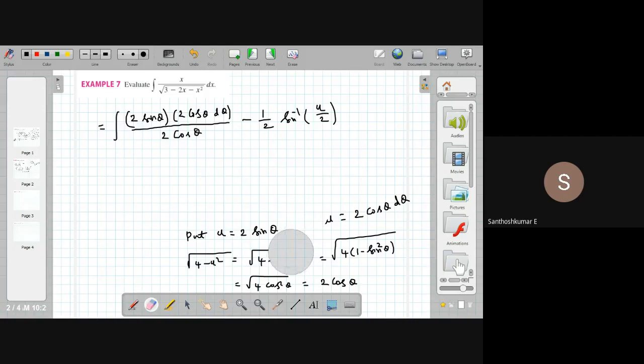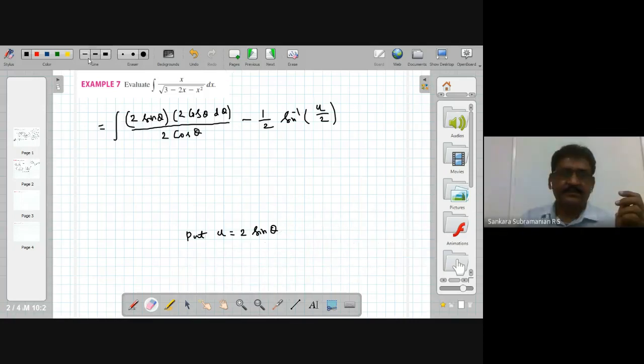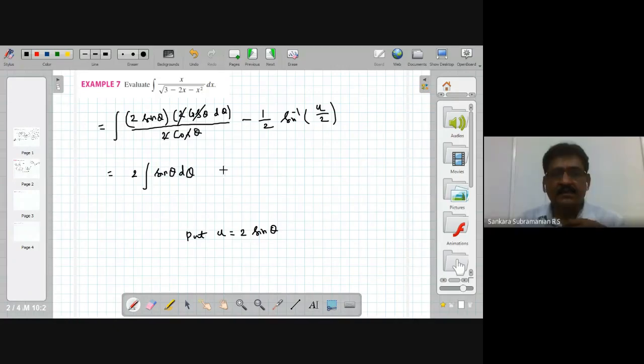The 2 cos theta cancel பண்ணிட்டு 2 வெளிய எடுத்துடலாம் சார். சரி. So cos theta gets cancelled, 2 will also get cancelled. So you get 2 out. You will be getting sin theta d theta minus 1/2 sin inverse of u by 2. This is equal to, what is integration of sin theta? Minus cos theta. Yes, minus 2 times of cos theta minus 1/2 sin inverse u by 2.